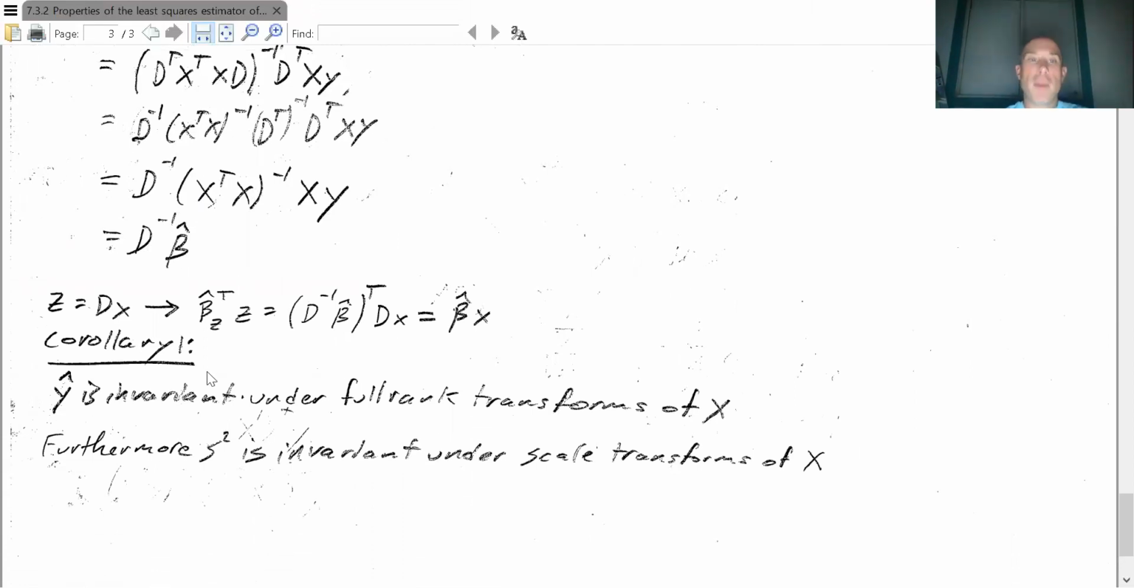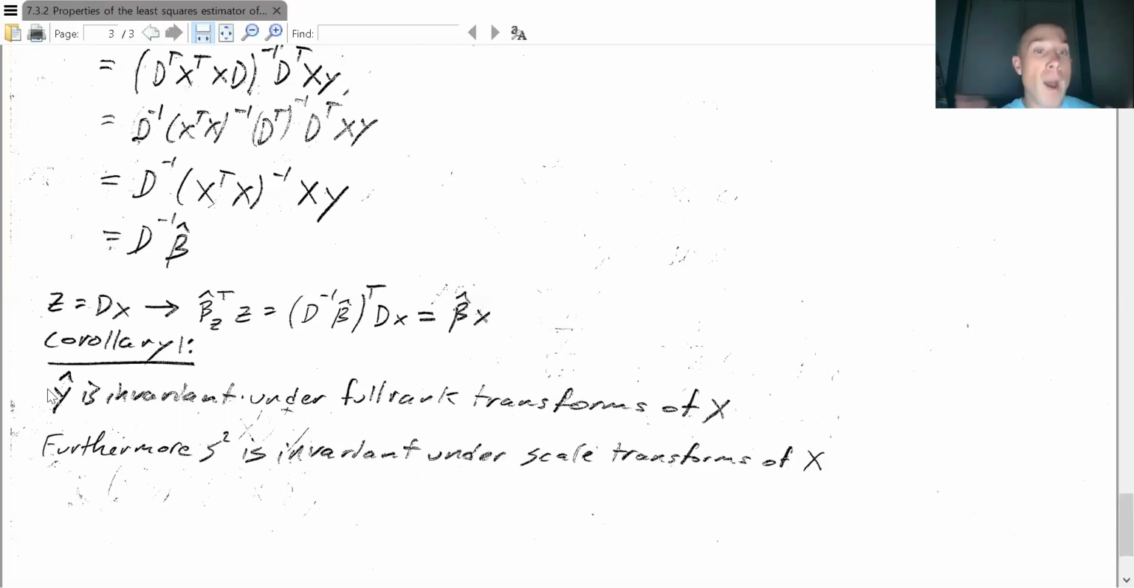All right, so what does this tell me? If I use this part right here, that d transpose z times z is equal to beta hat times x, these are equal to each other. Well, this is how I get my modeled y. If they're equal to each other, then it doesn't matter which model I use, the x model or the z model. Either way, I get the same modeled values of y. So what we see here is that if I do full rank linear transforms on our predictor variables, I get the same values of modeled y.